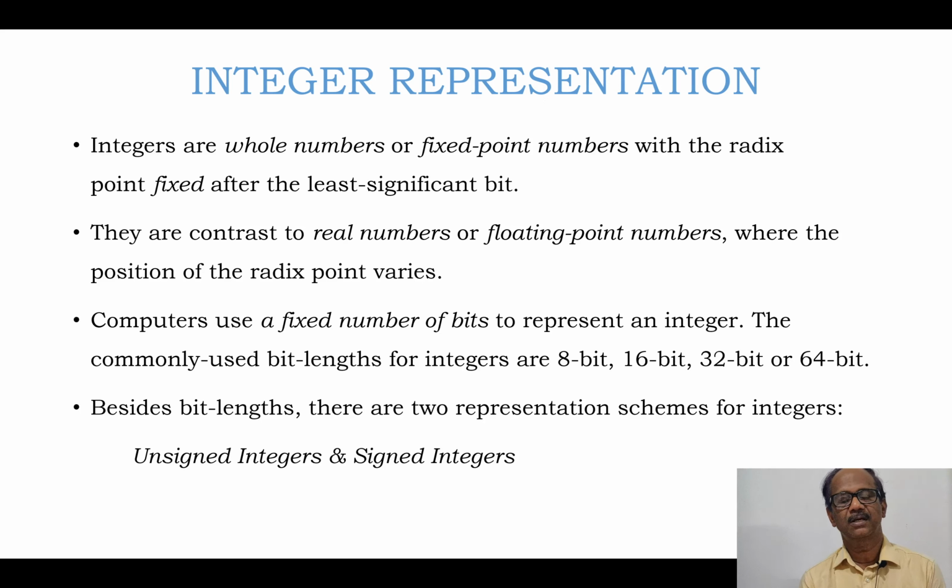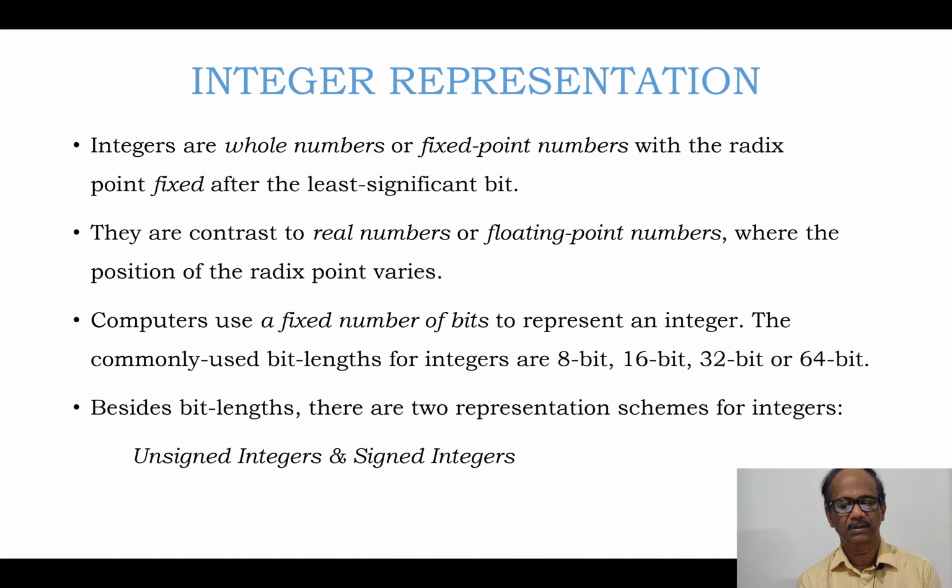Now integers in computers are whole numbers or fixed point numbers, with the radix point fixed after the least significant bit. In contrast, we have floating point numbers where the position of the radix point varies. It is not fixed. So that is how we have two types of representation, fixed point and floating point numbers. In fixed point numbers, we use a bit length for representing numbers, which can be 8-bit, 16-bit, 32-bit or 64-bit.